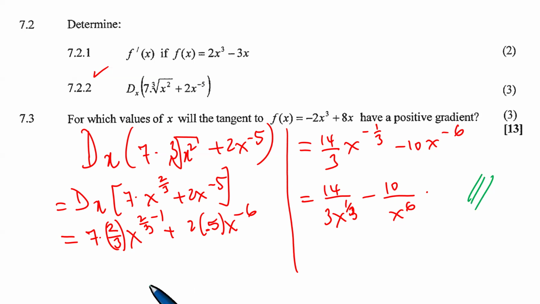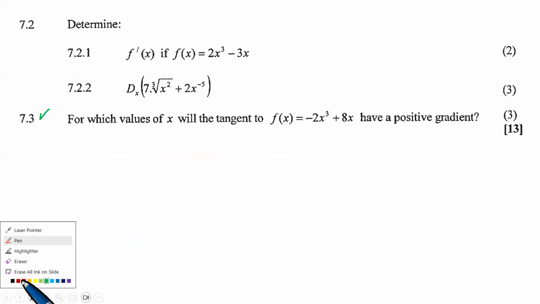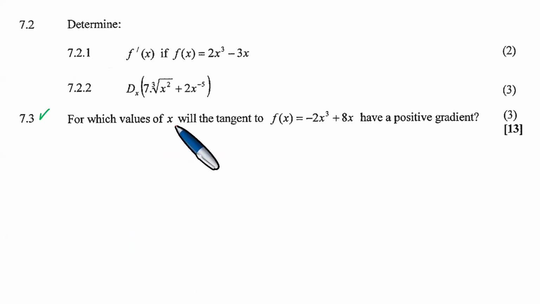We'll look at the next question, and the next question is question 7.3. In question 7.3, the examiner is very clear: for which values of x will the tangent to f of x equals minus 2x cubed plus 8x have a positive gradient? And we analyze that.